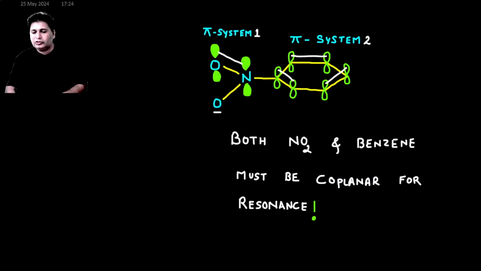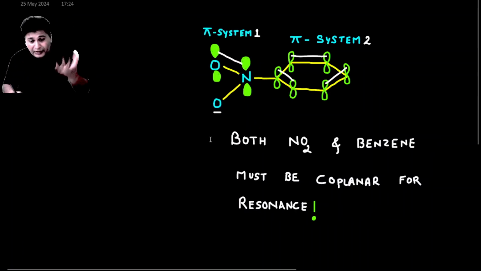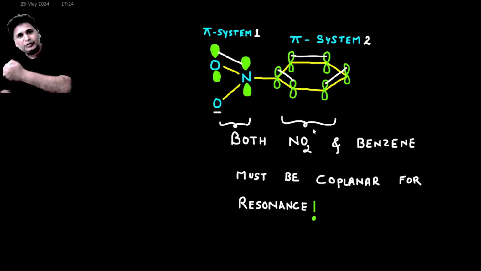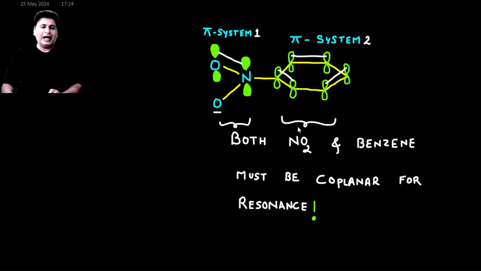So let us try to see a different case. Now, if you have an NO2 group, I have drawn the NO2 group as you can see on the screen. This is an NO2 group which is directly attached to the benzene ring. This NO2 group can also do resonance with the benzene ring, and for that to happen, you should understand the plane of NO2. You should understand it is trigonal planar.